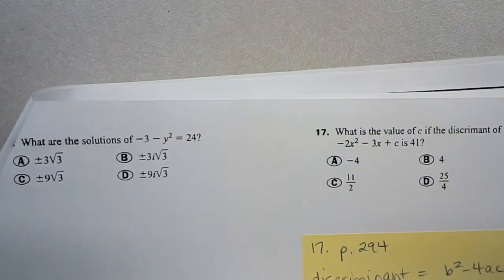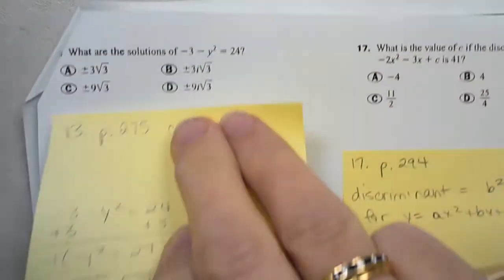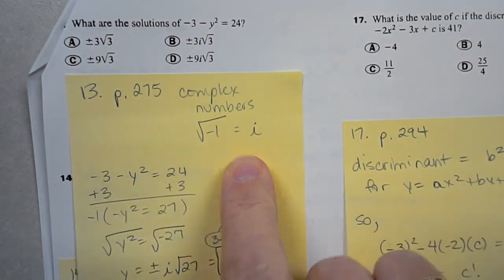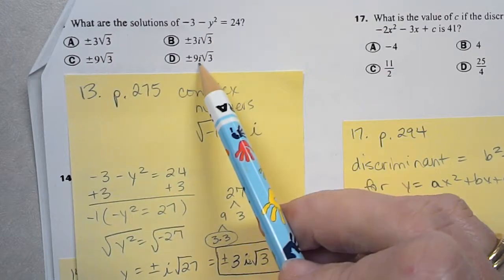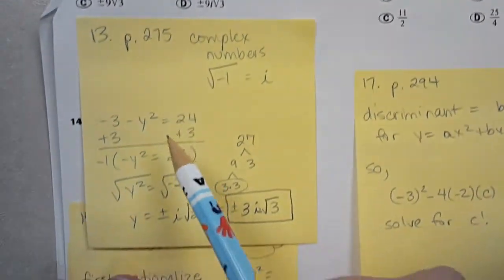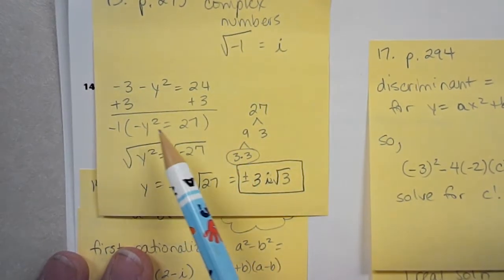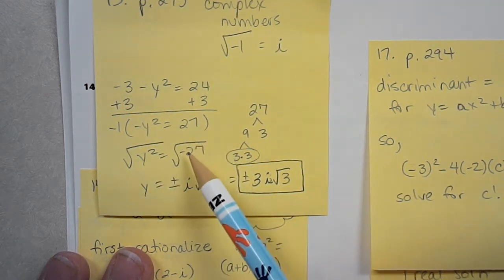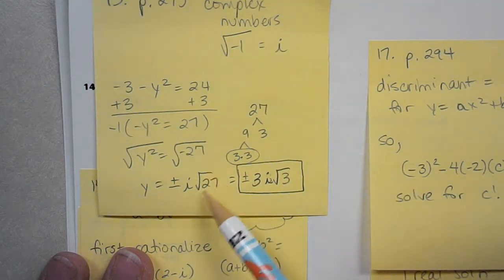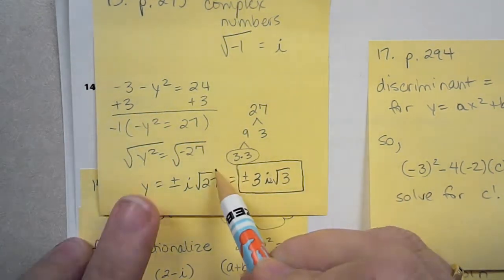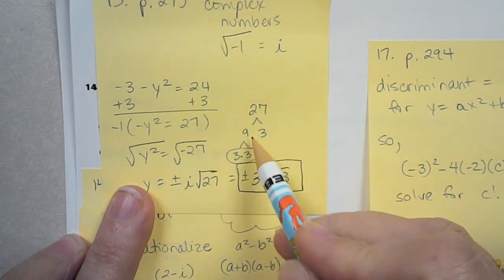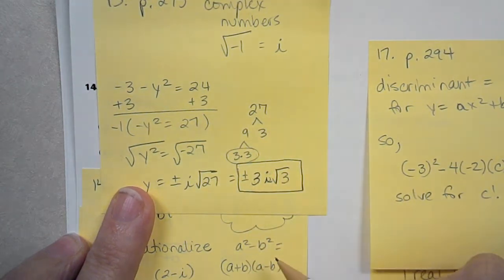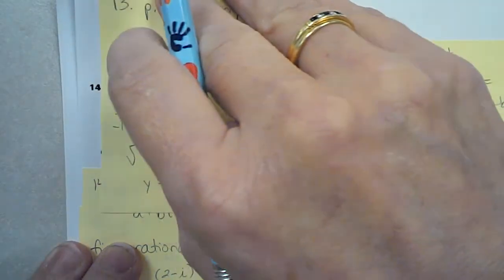Okay, looking at number 13, you can look at page 275 where it talks about complex numbers. And so obviously your answer is going to be one of these two. So in this case, I gave you an example. You would square root both sides. Remember, the square root of negative 1 is i. And then inside the radical, you want to see if you can find a square. Because if you can find a square in a square root, then you can simply pull that out. So that makes it easy.